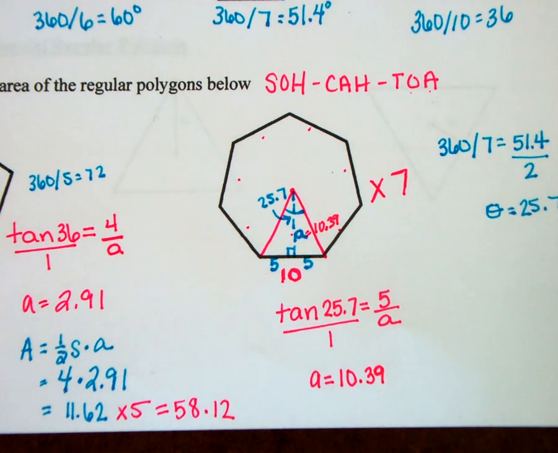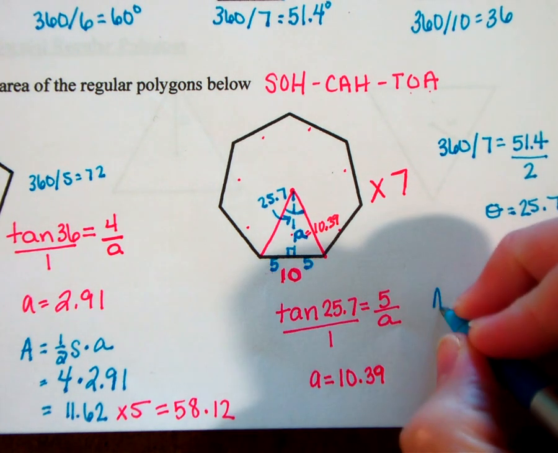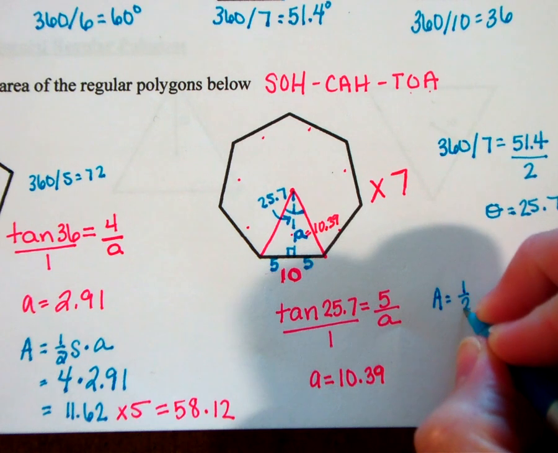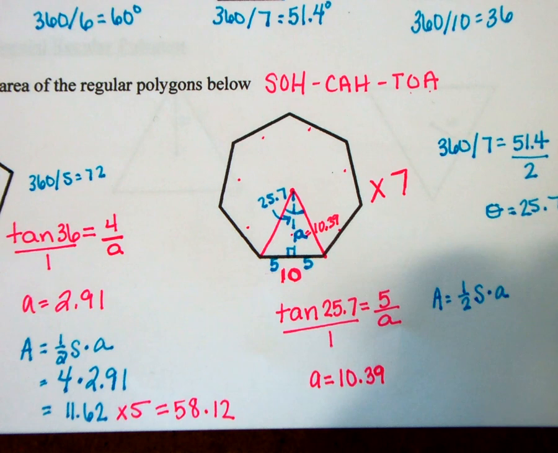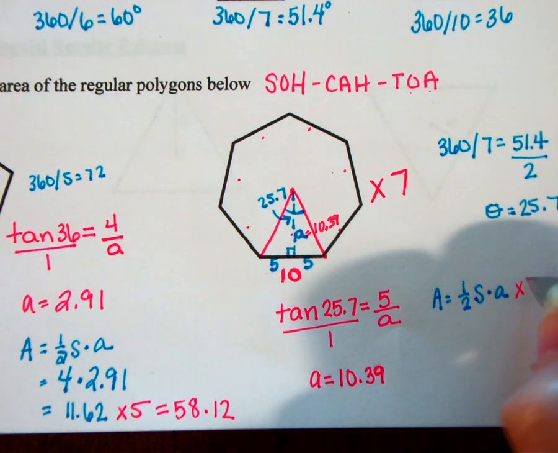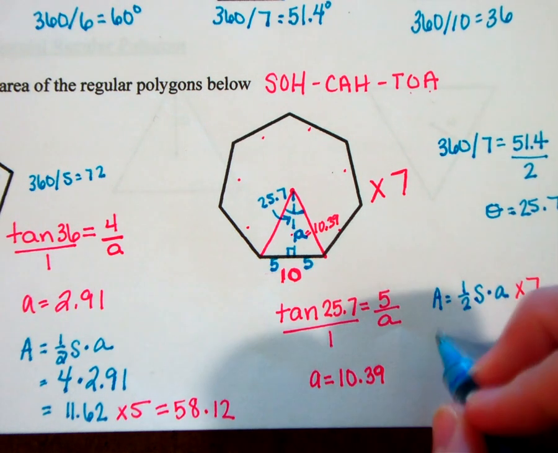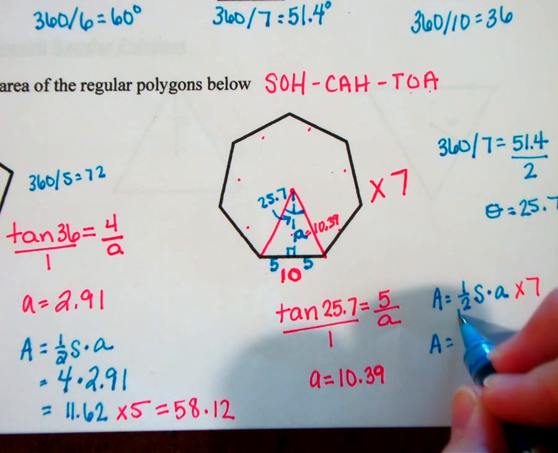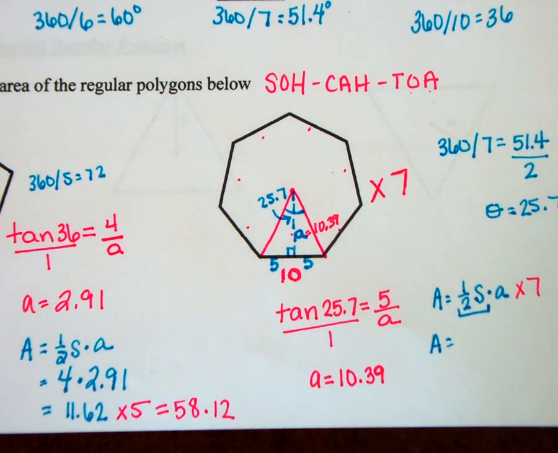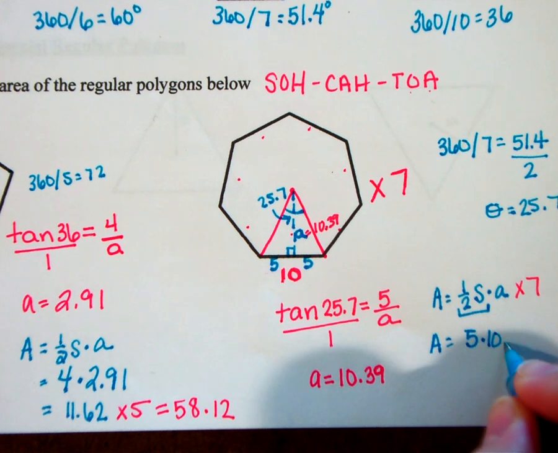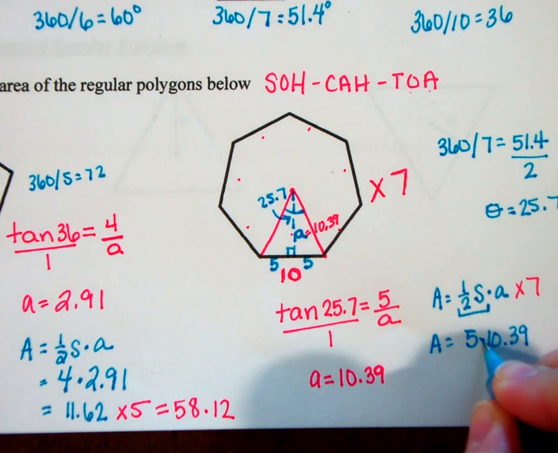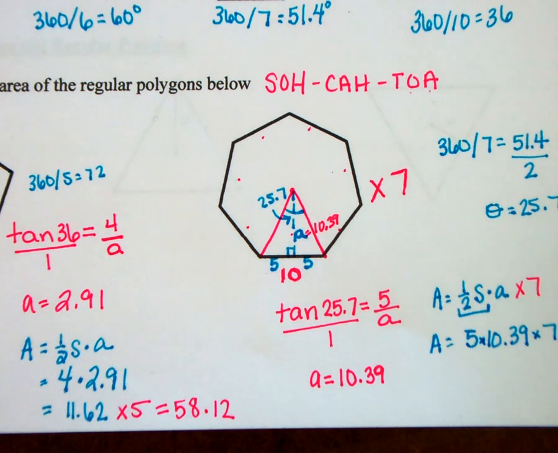Okay, so my area formula is half the side length times the apothem. And then, don't forget, you're going to take that number times 7. So half of my side length, you can tuck those two things together because you can see what half of your side length is. It's 5. Times the number I just got, 10.39. And then we'll times that by 7. You can do all of that in one line, or you can do it separately. It's kind of up to you.